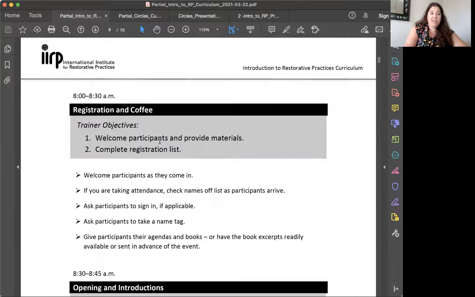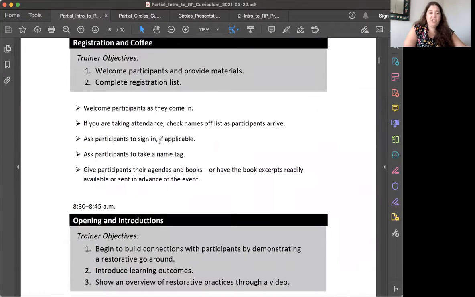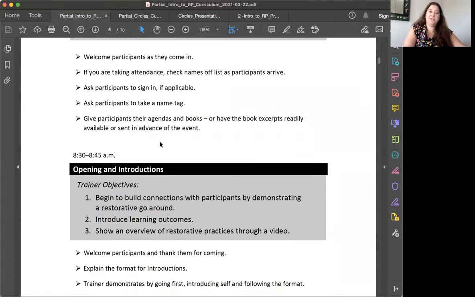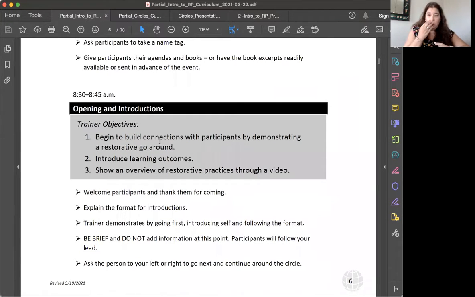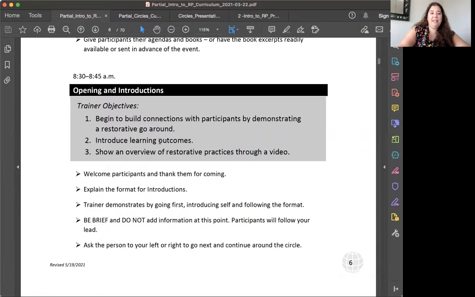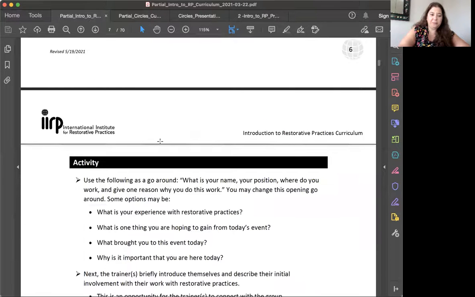For the first section here, really it's just the registration. It's an opportunity for folks to be welcomed as they're coming into the event. We do encourage folks to purchase the books, the green book and the blue book that you would have received during your training. There are book excerpts that you will receive to send, especially if you're doing this event online. But there are a lot of references to those books in these training materials.